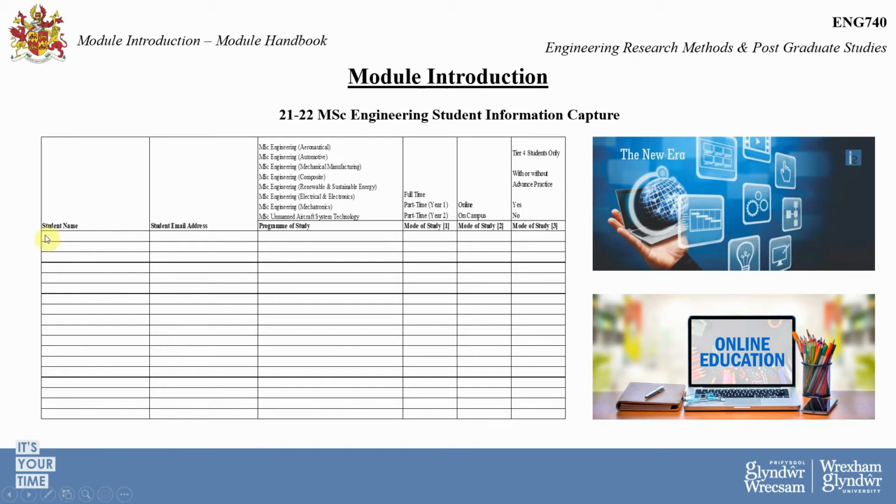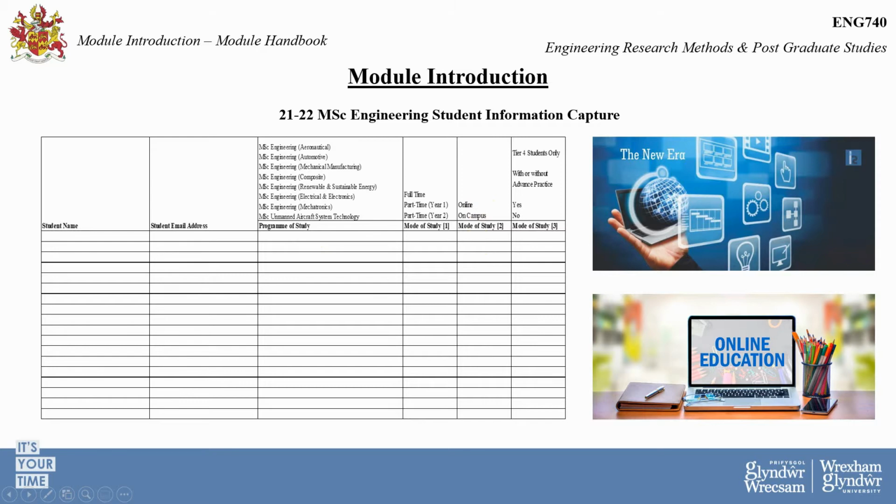So again, if you can just fill in your student name, student email address, which program you are studying, and whether you are full-time, part-time year 1 or part-time year 2. If you're part-time year 1, you won't have access to this, but this is something that I will fill in on another module. Then, online or on campus. For example, the German students, you're doing this completely online, so you'll mention it's online. And for those who are available to come on campus, please put on campus on here as well.